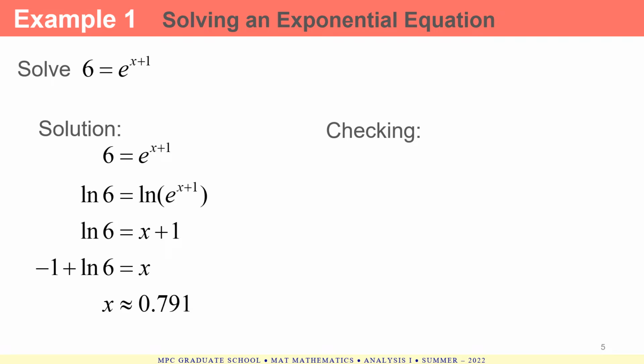You can also check your solution if it is correct by just substituting the value of x. From the original equation, 6 is equal to e raised to x plus 1, just substitute negative 1 plus ln of 6. If you get the same value at the end, then your solution is correct.